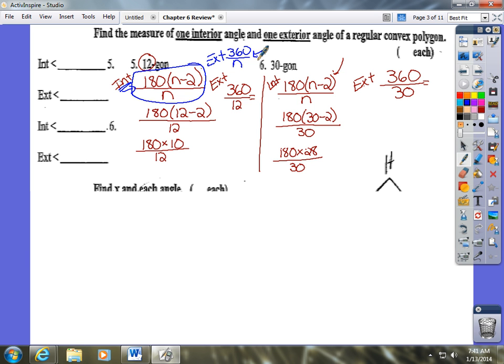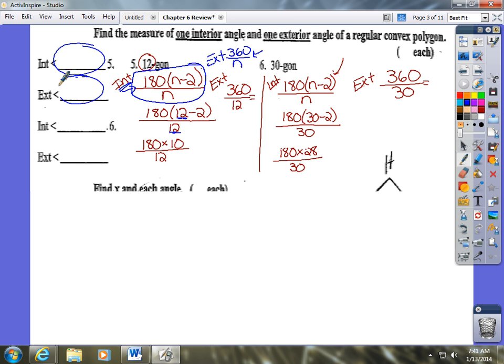Now on number 5 on this review, we have a 12-sided figure. So we put 12 in wherever there was an n. So we have 180 times 12 minus 2 divided by 12. That means we have 180 times 10, because 12 minus 2 is 10, divided by 12. And you can do that in your calculator. Now, that's for the interior angle. For the exterior angle, we simply put 360 divided by the number of sides, which means we have 360 divided by 12. And we simply solve that for the exterior angle, okay?